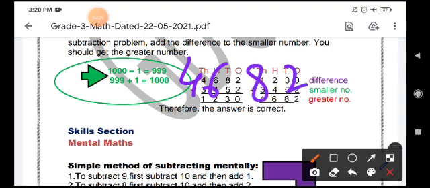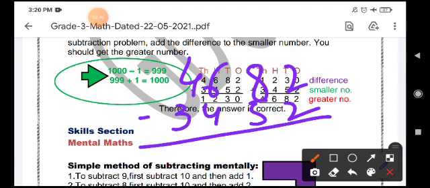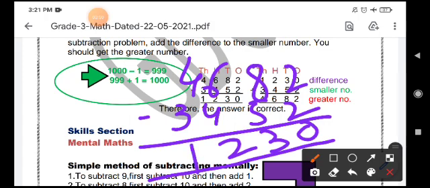4,682 minus 3,452. See what is the difference that we will get. 2 minus 2 is 0. Take away 5 from 8, you will get 3. Take away 4 from 6, you will get 2. Take away 3 from 4, you will get 1.